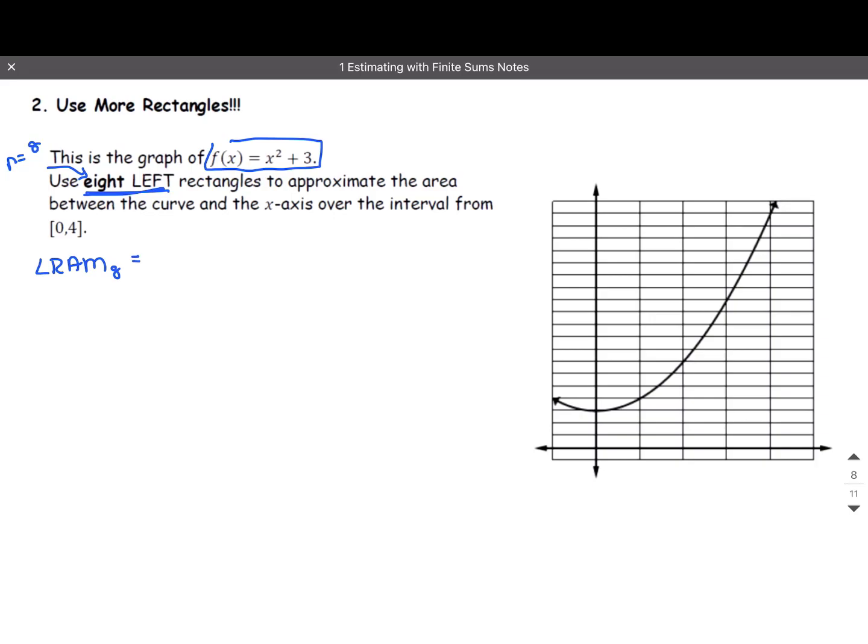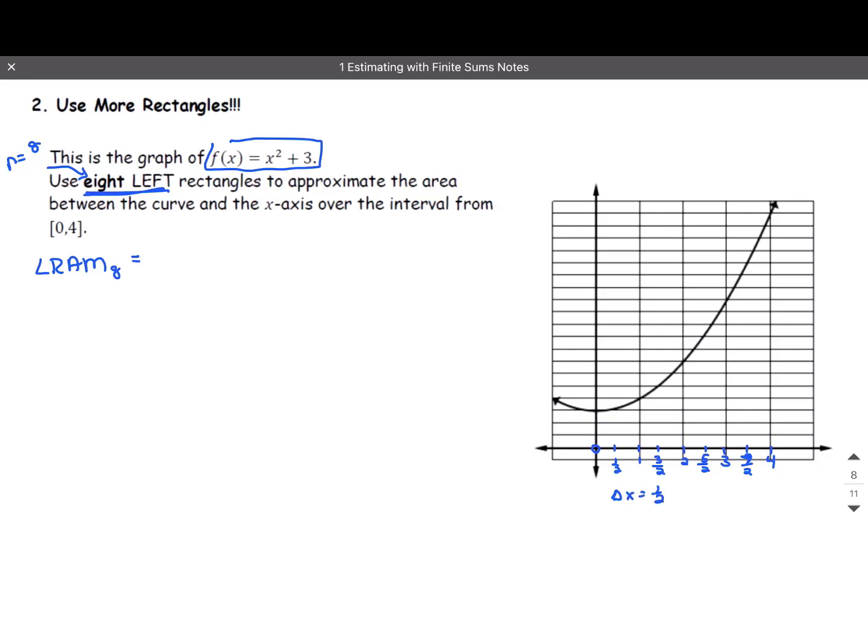Okay, so we're still going. Now I want to look at this delta x here. This time we're going 0, 1, 2, 3, 4. That only gives us 4 subintervals. We have to cut each of those in half so that we can have 8. 1 half, 3 halves, 5 halves, and 7 halves. So this time delta x is 1 half.